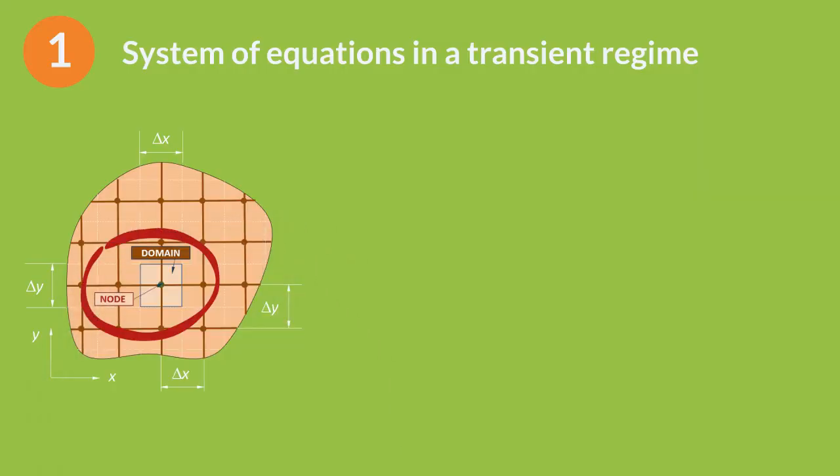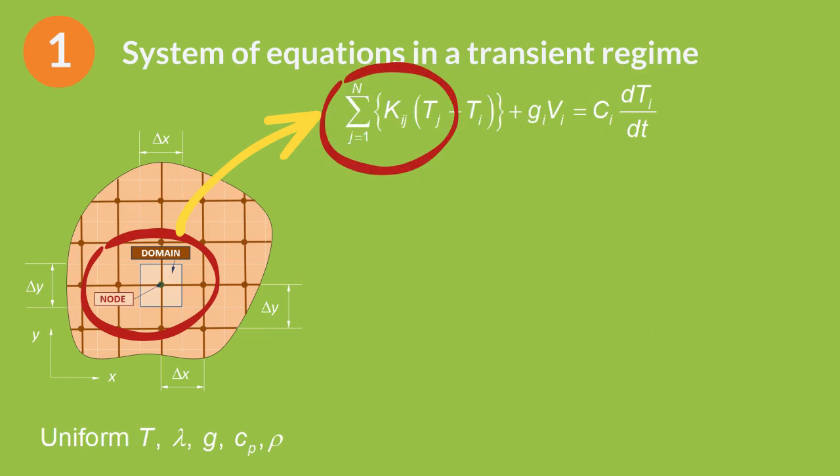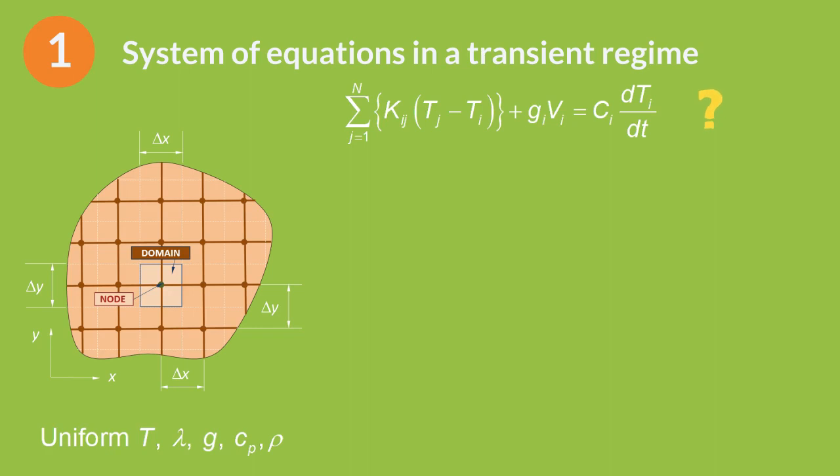Recall that the energy balance method consists of meshing the solid, which is divided into domains, and that the representative point of the domain is the node. The hypothesis is that temperature, properties, and internal heat generation are uniform in each domain. In each domain, we make the energy balance per unit time. In transient regime, we have a system of ordinary differential equations. You have learned to calculate the conductances and to solve the system in steady state. Now, it is time for solving the transient regime.